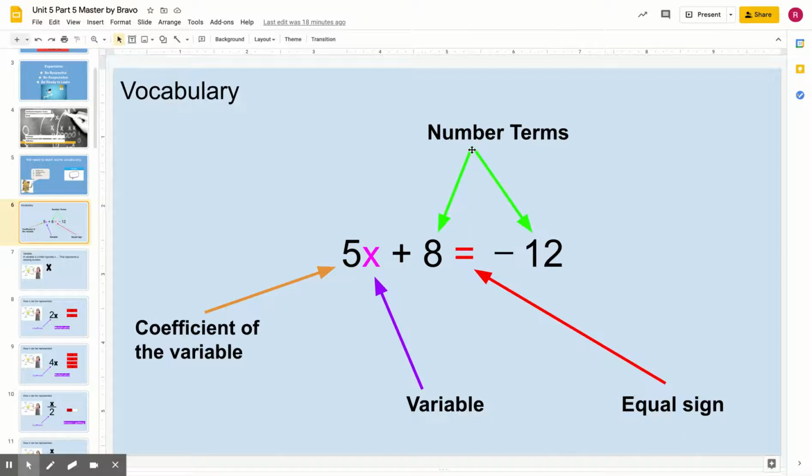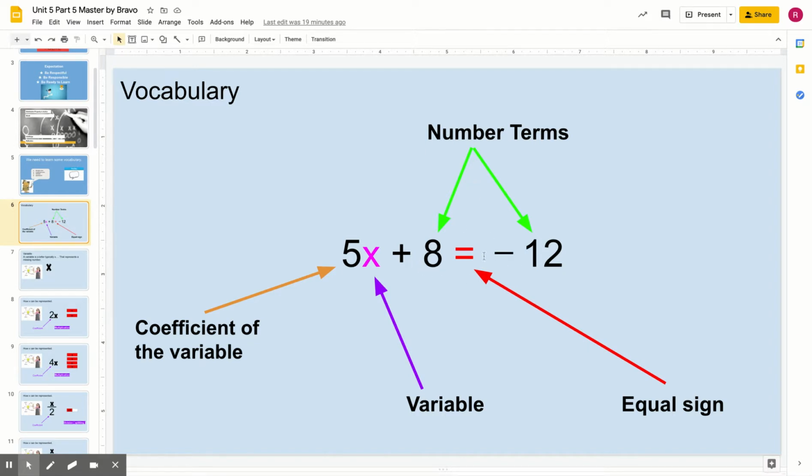All right, this video is going to support you with questions number 2 and 3, where you have to find the value of x. You have to find the value of the variable x. So before we get to that, we're going to go over some vocabulary terms. One of the terms is number terms. That refers to pure numbers, only numbers.